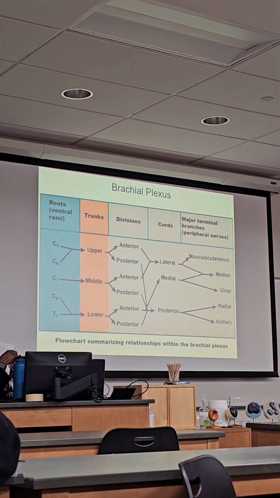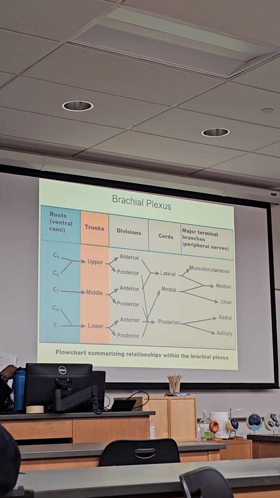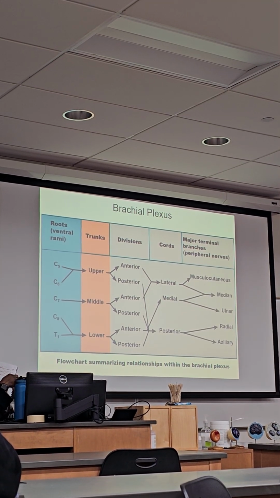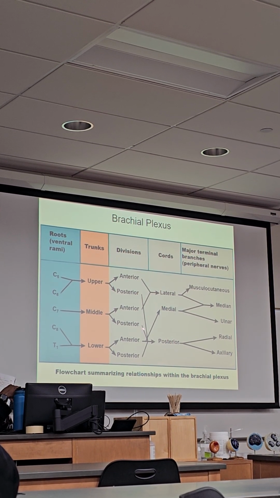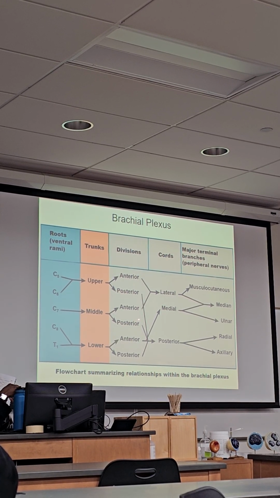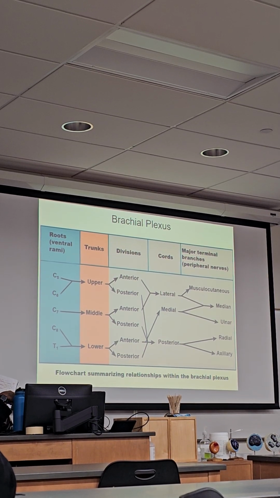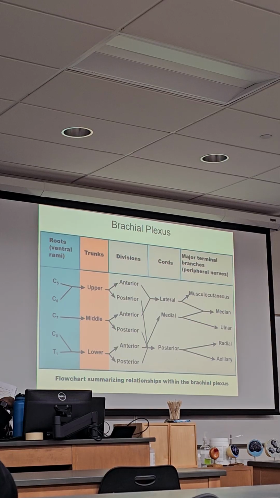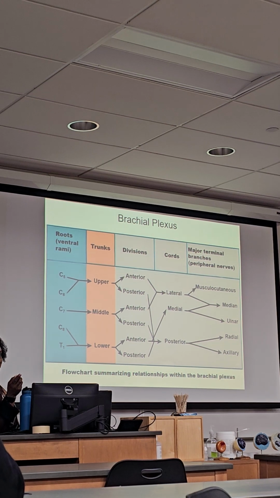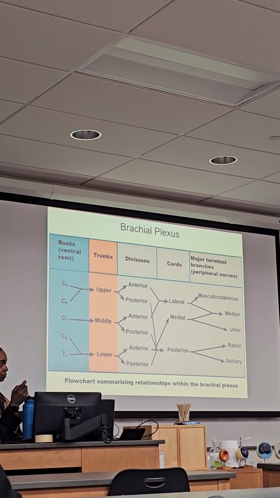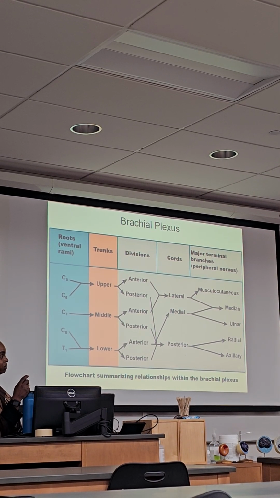All three of those green posterior divisions merge together to form the posterior cord. They're coming down like this on this picture. All three posterior divisions come together to form the posterior cord. So that middle pink line on your picture is the posterior cord. I will put posterior on top of that.